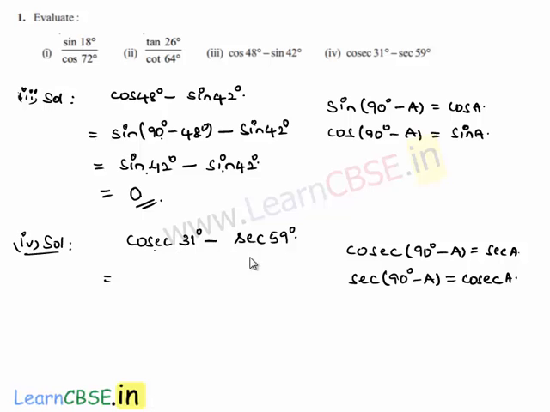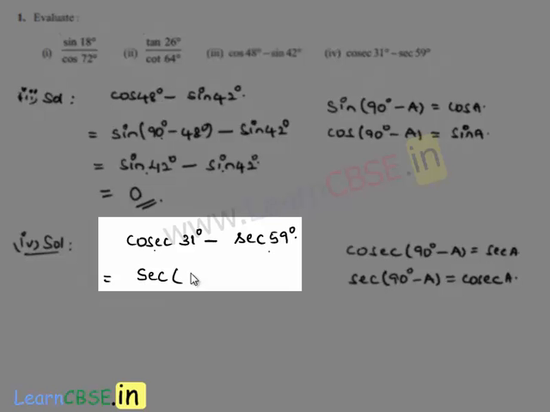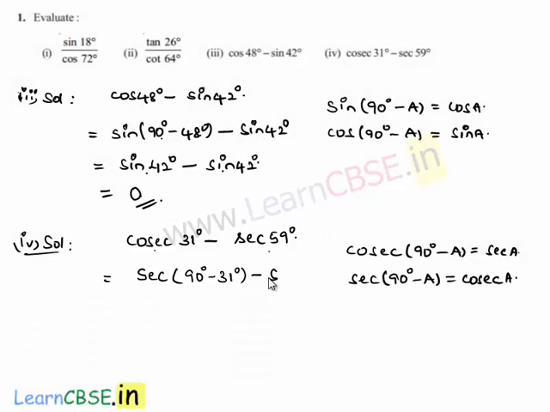Now let us convert this cosecant 31 degrees minus secant 59 degrees into secant. That is, cosecant 31 degrees can be written as secant of 90 degrees minus 31 degrees whole minus secant 59 degrees, which will be equal to secant of 90 degrees minus 31 degrees is nothing but 59 degrees whole minus secant of 59 degrees. Now secant 59 degrees minus secant 59 degrees is nothing but 0.